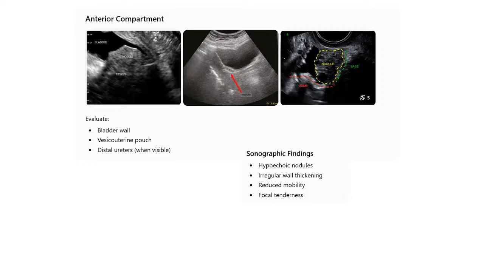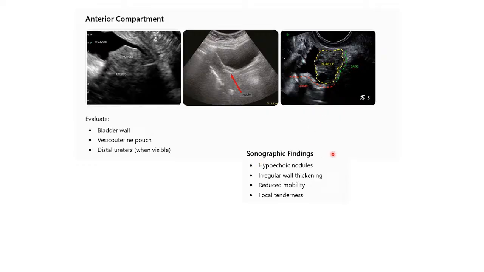You also assess the anterior compartment. You have to evaluate the bladder wall, the vesicouterine pouch, and the distal ureters when visible. You have to check. There are nodules there. You see, this is the wall of the bladder. There you can see there's a nodule. So this is endometriosis, this is deep infiltrating endometriosis. You can see a nodule there on the base, and the bladder is there.